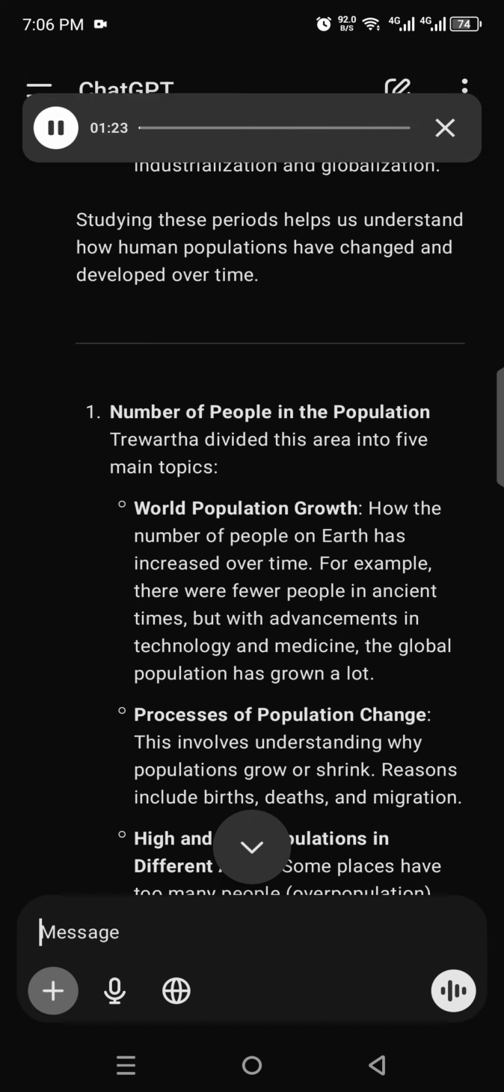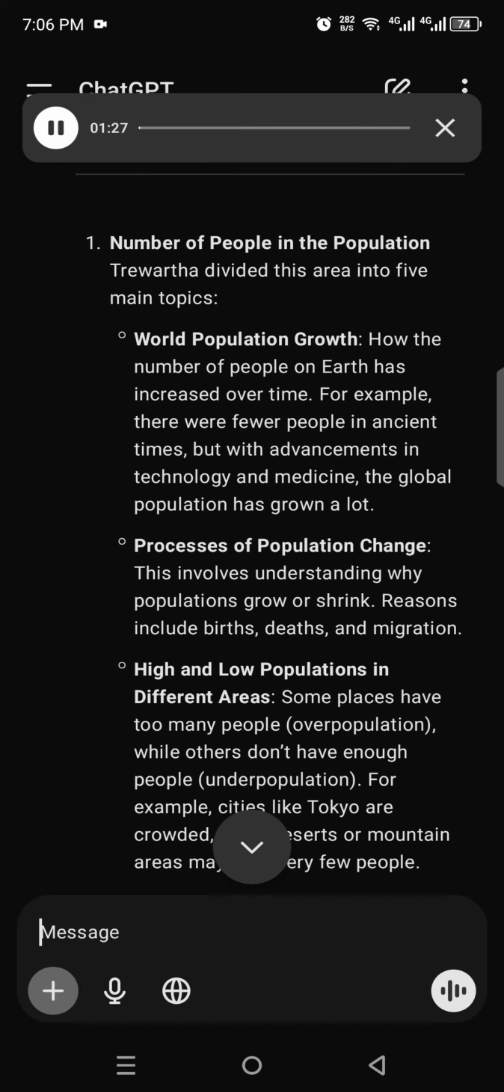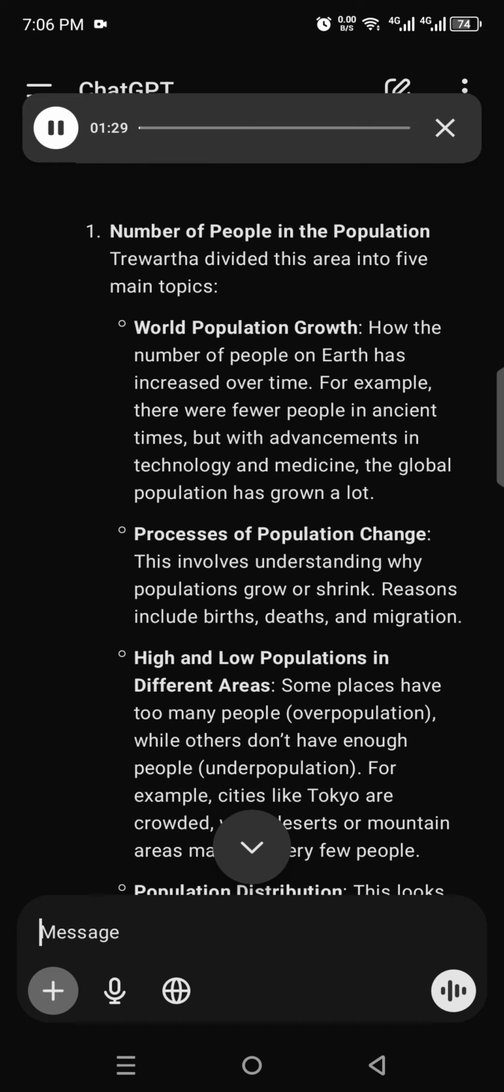2. Number of people in the population. Trewartha divided this area into 5 main topics. World population growth. How the number of people on Earth has increased over time. For example, there were fewer people in ancient times, but with advancements in technology and medicine, the global population has grown a lot.